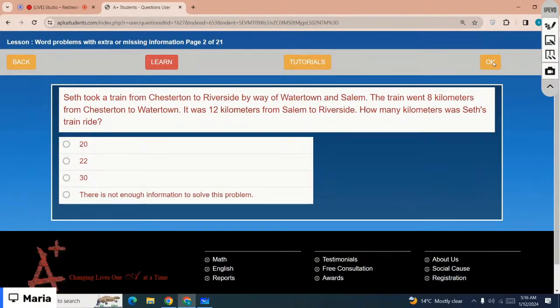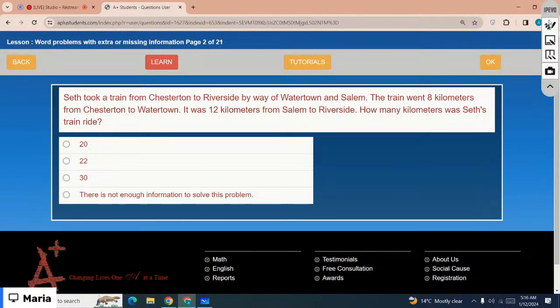Okay, the next one is Seth took a train from Chesterton to Riverside by way of Watertown and Salem. The train went 8 kilometers from Chesterton to Watertown. It was 12 kilometers from Salem to Riverside. How many kilometers was Seth's train ride?